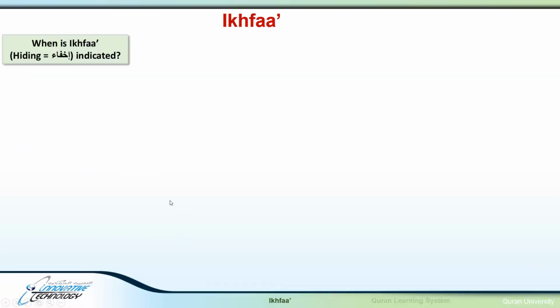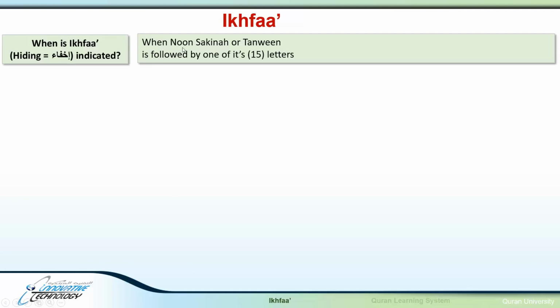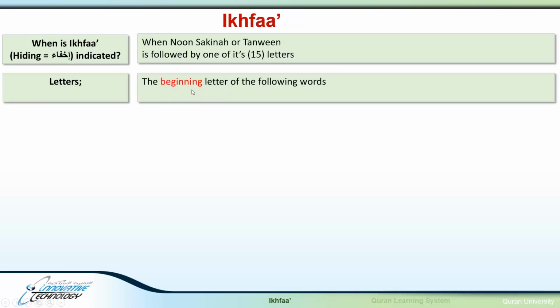So in summary, Ikhfaa is indicated when the noon Sakinah or Tanween is followed by one of its 15 letters. And what are those letters? They are the letters at the beginning of these words: صف ذا ثنا كم جاد شخص قد سما دم طيبا زد في تقى ضع ظالما, which means صاد ذال ثاء كاف جيم شين قاف سين دال طه زين فاء تاء ضا ظا.